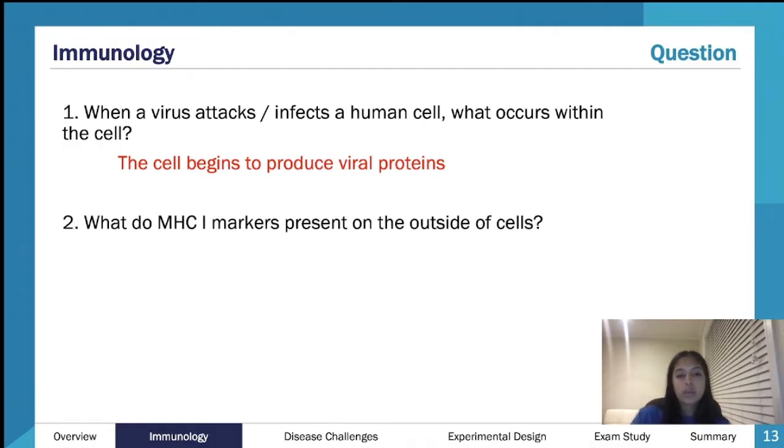So MHC1 markers, what they present on the outside of cells. Hopefully you're all thinking of the little analogy of a window. I don't know if it's helpful, it was helpful for me. If you think it's stupid, don't use it, think of something else. But I just like to think of them as a little window.